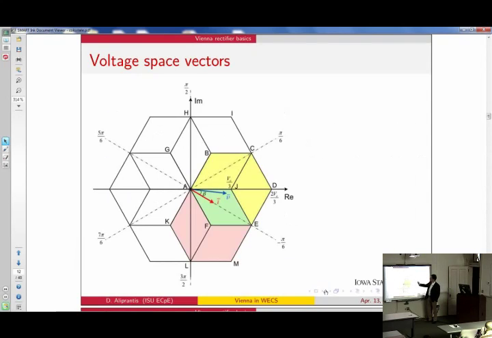Let me talk a little bit about how you generate the voltage. How many of you are familiar with this kind of diagram? I don't want to confuse you that much. This is a diagram that's called the voltage space vector diagram of an inverter. And basically what this shows you is the different types of voltage that you can get as points on this space, depending on what switch you turn on and off.